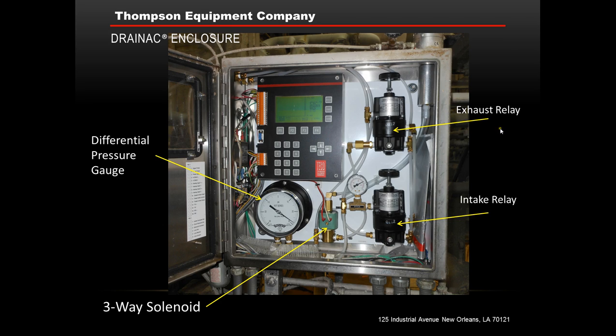Looking at the Drainac enclosure, here are the various pneumatic components. You have the exhaust relay up here, the intake relay here, the three-way solenoid here, and the differential pressure gauge here.